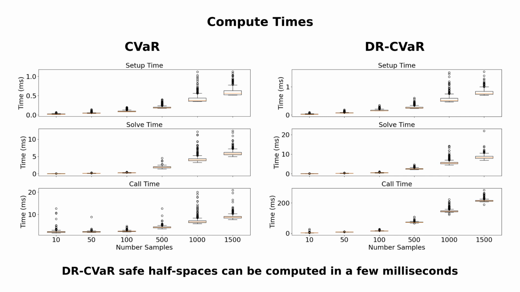The dr-CVaR half-spaces can be computed efficiently for a large number of samples. The solver ECOS can solve the problem in a few milliseconds. This is comparable to the time it takes to compute safe half-spaces with the pure CVaR metric.